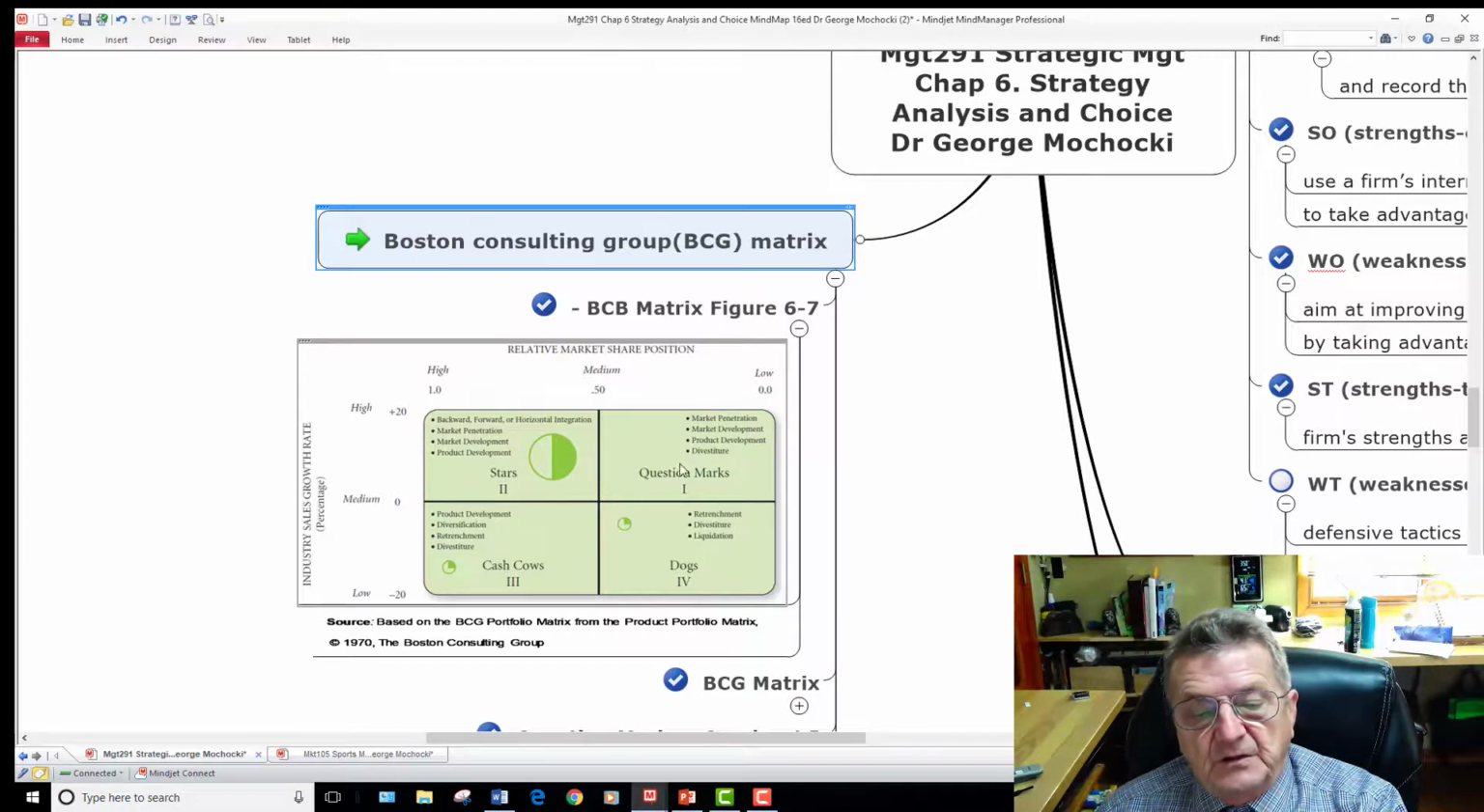If you fall in this quadrant, you're going to take market penetration, market development, product development. If you're the dogs, because you're doing badly, you're going to do retrenchment, diversify, or liquidation. You can't change anything. Here's my product. If I diversify, I bring in another part of the company or another organization and try for a little different market.